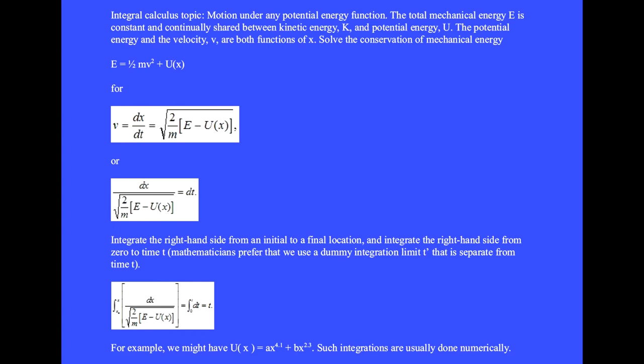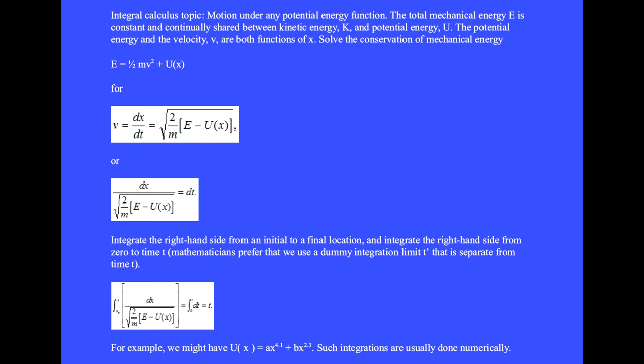Solve the conservation of mechanical energy equation, E equals 1/2 mv² plus U of x, for the velocity v, which is also dx/dt, equals the square root of 2 over m times E minus U of x. Moving the square root to the denominator of the left-hand side and dt to the numerator of the right-hand side, and then integrate the left-hand side from an initial to a final location, and integrate the right-hand side from 0 to time t.